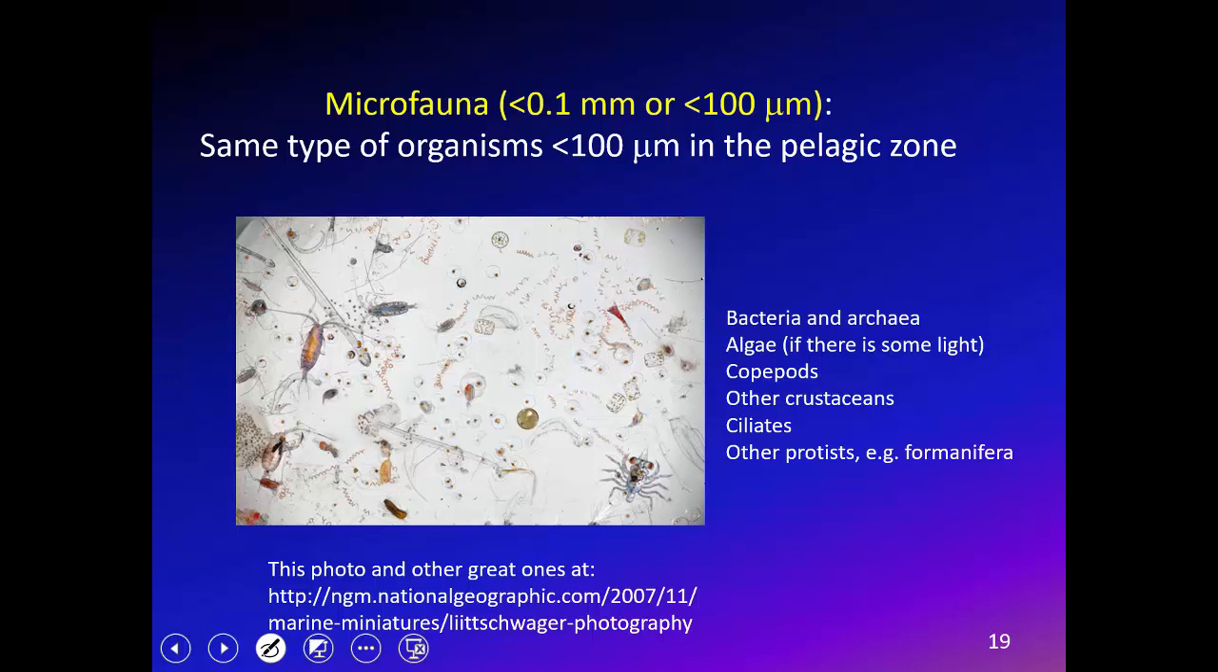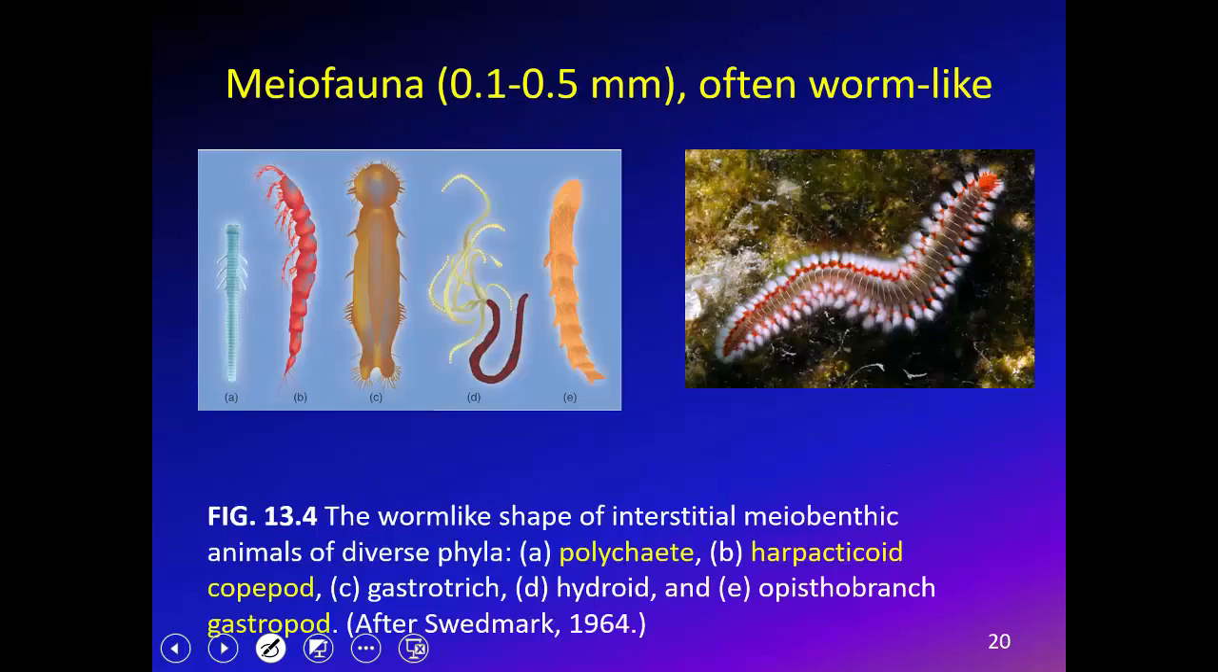Microfauna includes all sorts of small organisms that you've all seen before. I put bacteria and archaea here, but they aren't really fauna at all. But certainly these copepods, other crustaceans, ciliates, and so on are important members of this microfauna.